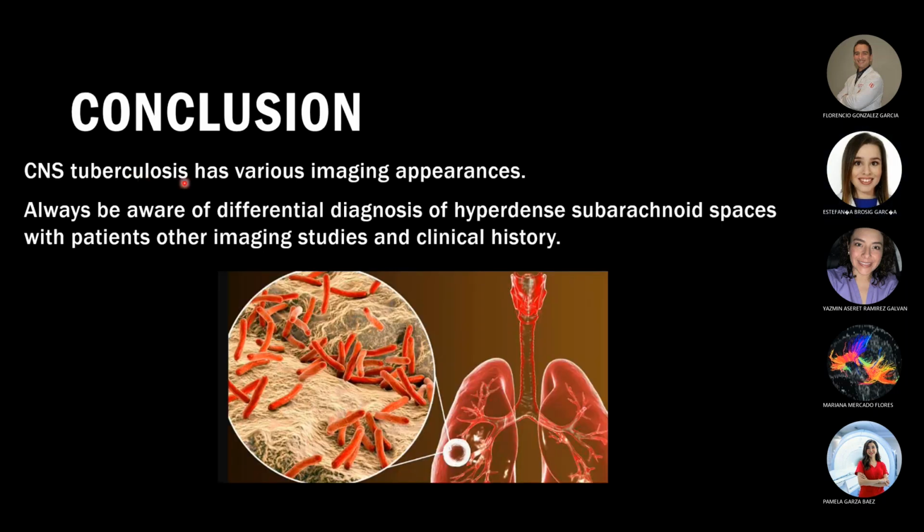In conclusion, central nervous system tuberculosis has various imaging appearances, and we have to be aware of the differential diagnosis of hyperdense subarachnoid spaces with patients with other conditions, and review other imaging studies of the patient and their clinical history to be sure that our diagnoses are correct. Thank you.